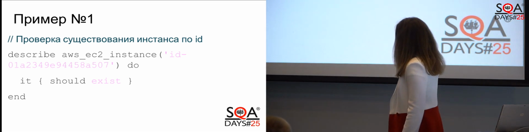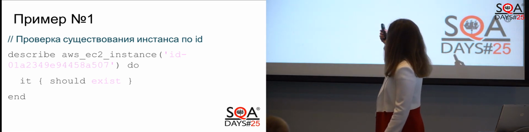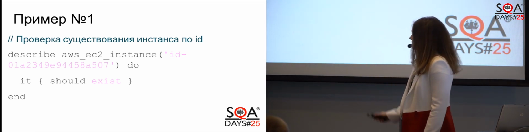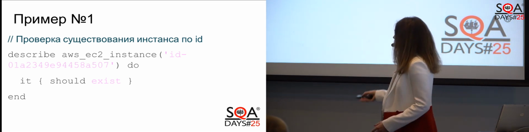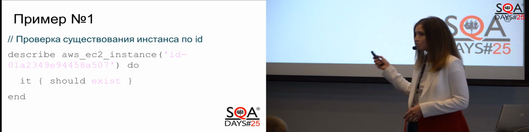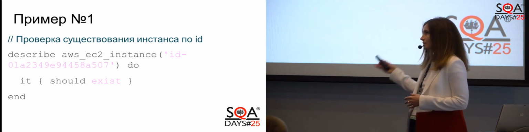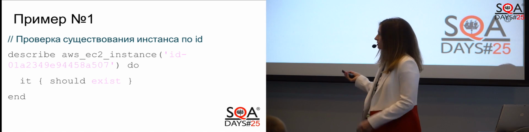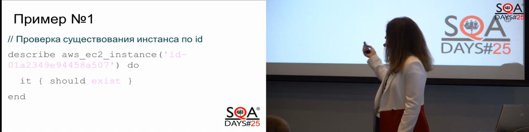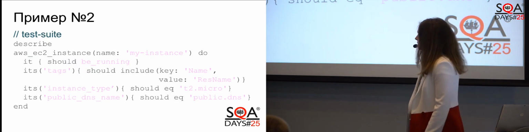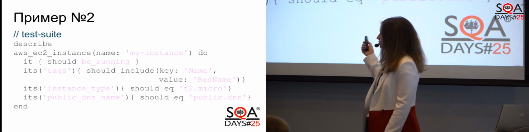An example to this, please have a look. In this example, we test the existence of an instance. The syntax is very similar to the English language syntax, so it is easy to read. Here, we describe a request to the EC2 instance, and it is checked for its existence. This test seems to be quite simple.